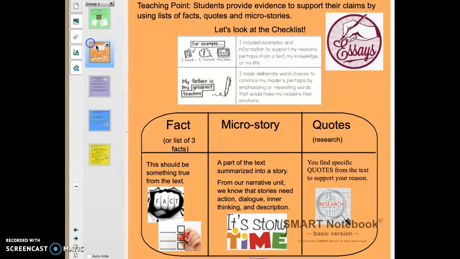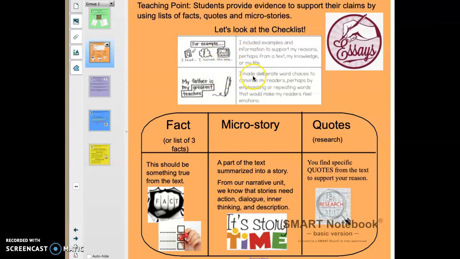So really quickly, I'm going to go over different types of micro stories, facts, different types of evidence to support our thinking. But let's take a second to always go back to our writing checklist, and look over what it says we need to be doing on a 4th grade level. I included examples and information to support my reasons, perhaps from a text, which is what we're working on today, my knowledge, or my life. We want to focus solely on that part where it says perhaps from a text because our claim is coming straight from Rose Blanche. So we know all of the evidence is going to come from the text.